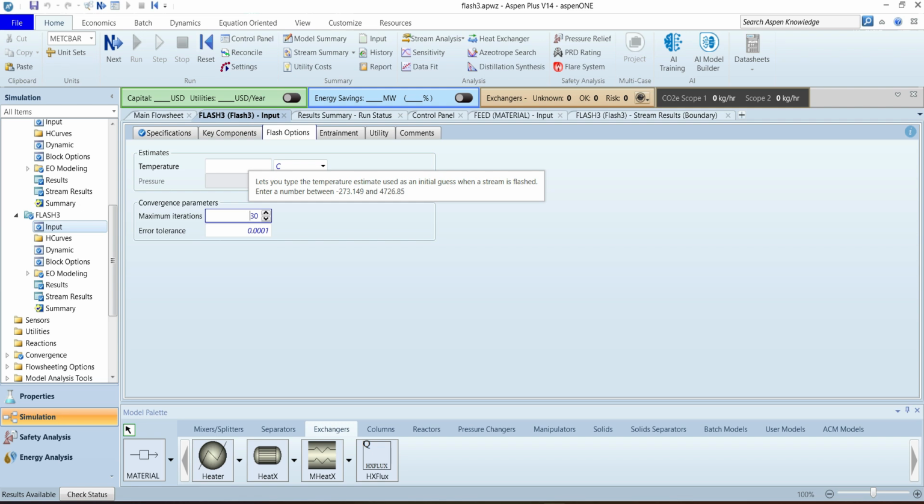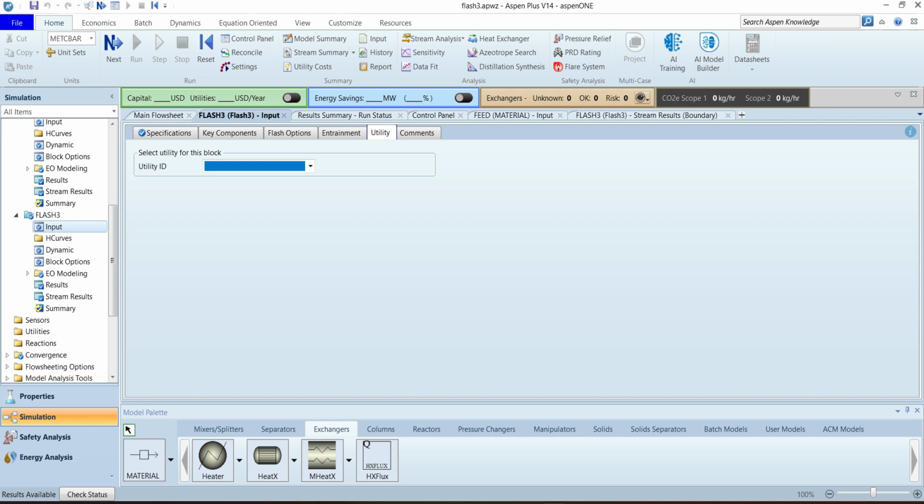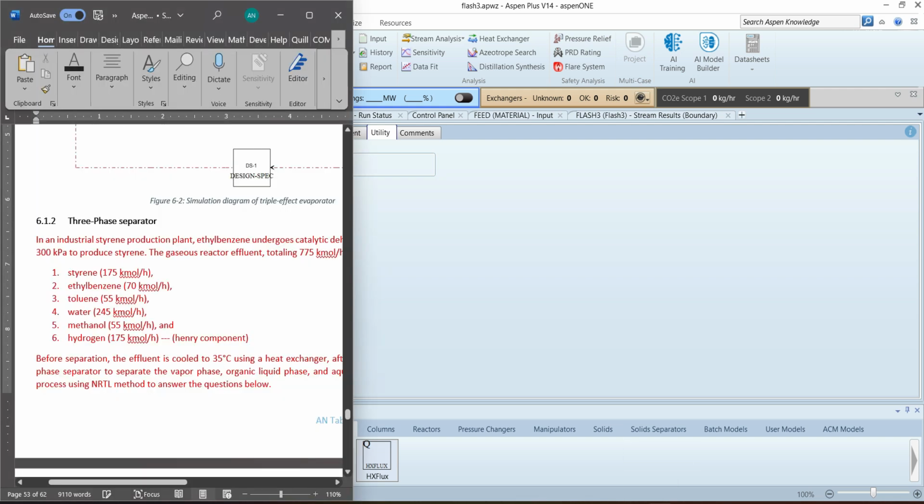In the Flash options, since we are defining a duty as 0, it's also possible that this model fails the enthalpy calculations, or it could not determine the temperature. So we can help Aspen Plus by providing a temperature estimate. Also, if certain heating or cooling media is required, then we can attach a utility stream to provide the necessary thermal energy for the flash purpose.